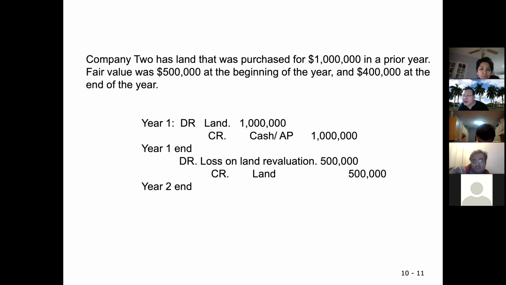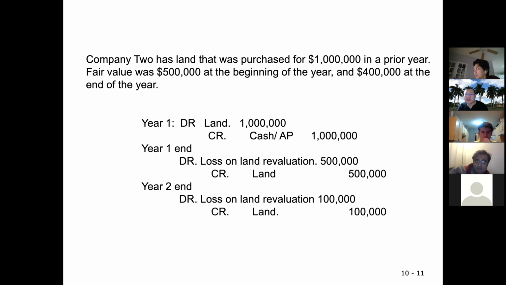At the end of year 2, the value further reduced, right? What's my journal entry at the year 2 end? You credit land 100,000, and another loss, debit loss for 100,000. Very good. So the first entry reduced the value from 1 million to 500,000, and this entry reduces it further to 400,000. So far, so good, right?